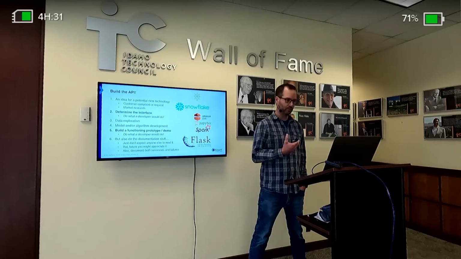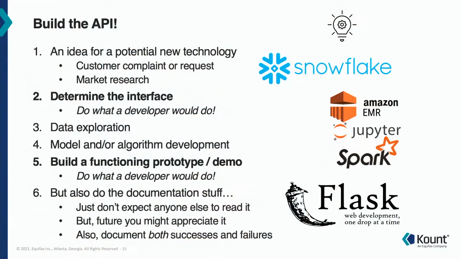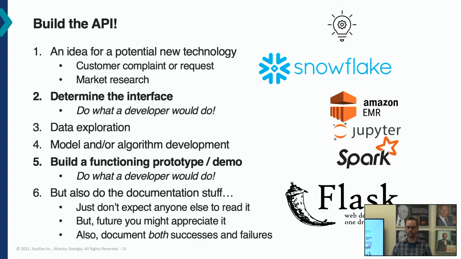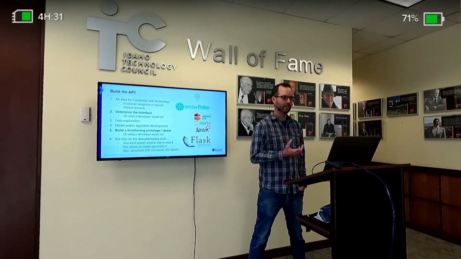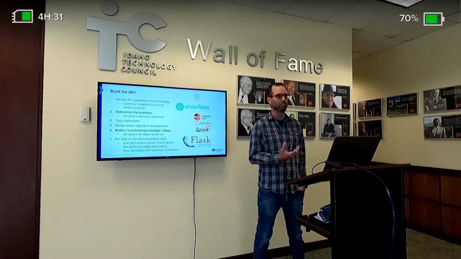Again, the research phase itself is not going to change much. After determining an interface, really establishing some parameters for this potential technology, we'll do data exploration, we'll do model and algorithm development, and then rather than just going and writing a big messy Confluence page detailing all the details of the work, we're actually going to go build a functioning prototype or a demo. And again, do what a developer would do. These are ideas that we're just taking from somewhere else. I'm not actually suggesting you should throw away your documentation. I think that's a really important part of research.